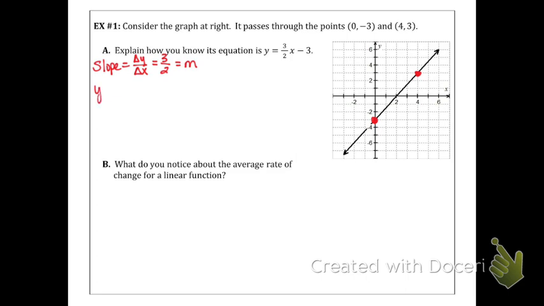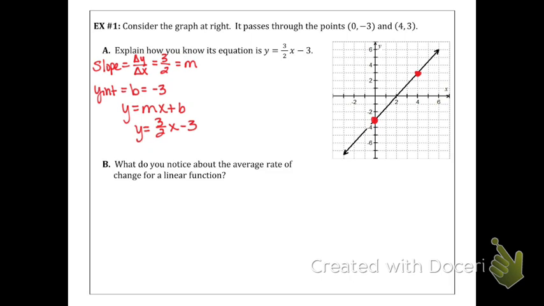Okay, and then our y-intercept, which remember is where it crosses the y-axis, that's our b value, and we can see it crosses at -3. So therefore, if we use y equals mx plus b for our linear line, then we know that y is equal to 3/2 x minus 3 is the equation.